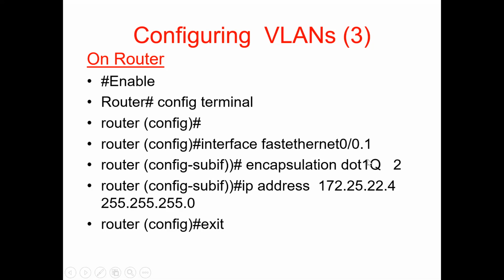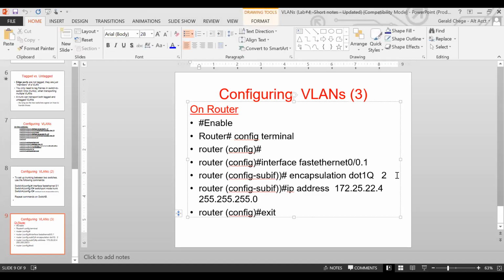So this one is saying 10. But to be specific, let's say we take this as 20, because we use 20 on the other side, for consistency. That means the sub-interface 0/0.1 belongs to VLAN 20. That's really what it means.